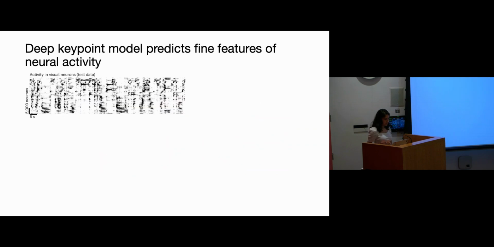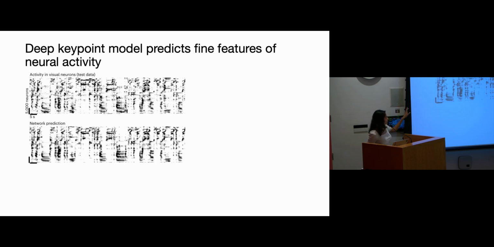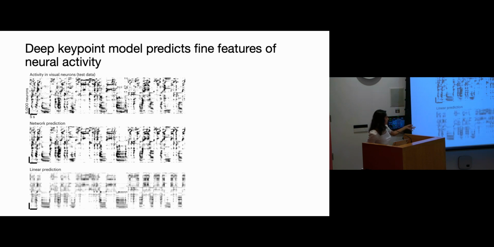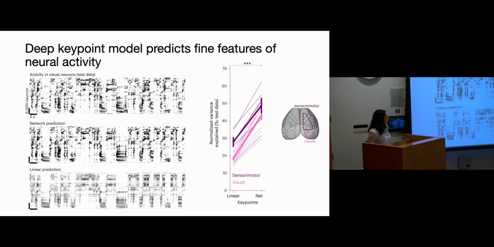And here's an example prediction, a test data recorded in an example mouse, and the prediction from our deep key point model versus the previous linear model, as you can see. And to quantify across different mice in sensory motor area and visual area, you can see that the deep key point model had quite a big improvement in the amount of variance explained across the different brain regions and across mice compared to the linear model.